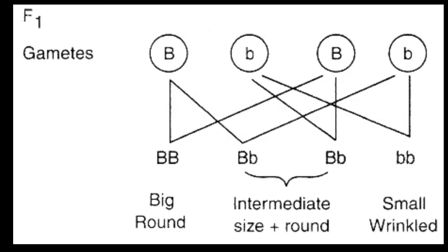Another example is starch synthesis in pea seeds. Starch synthesis in pea seeds is controlled by one gene, and the gene has two alleles, capital B and small b. Starch is synthesized effectively by capital B. Capital B homozygotes therefore produce large starch grains. On the other hand, small b homozygotes have lesser efficiency in starch synthesis and produce smaller starch grains.